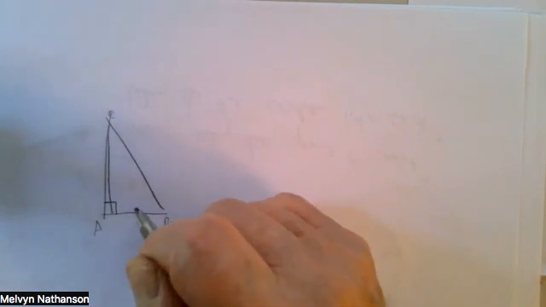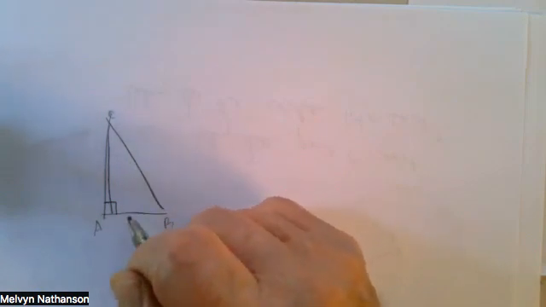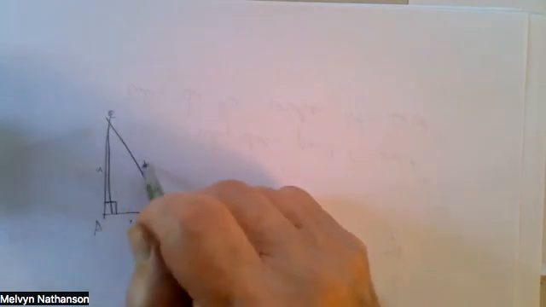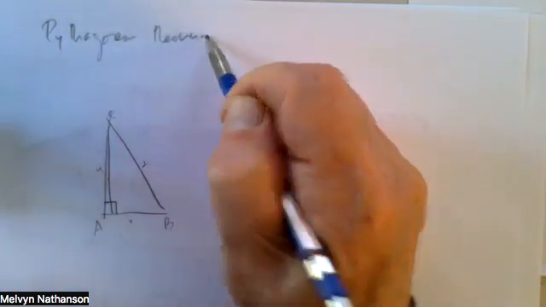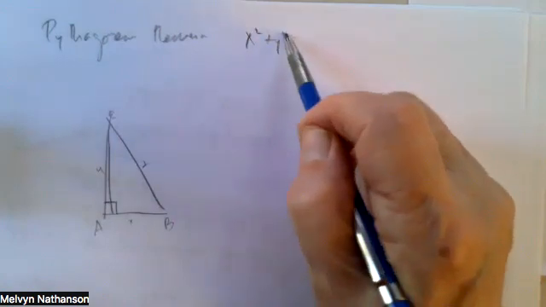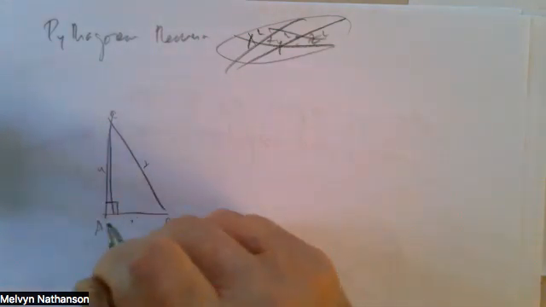If we called this X, Y, and Z, in algebraic terms, we would say the Pythagorean theorem says x squared plus y squared equals z squared. That's an algebraic statement, and that's not what Euclid is talking about. Euclid is talking about geometry.